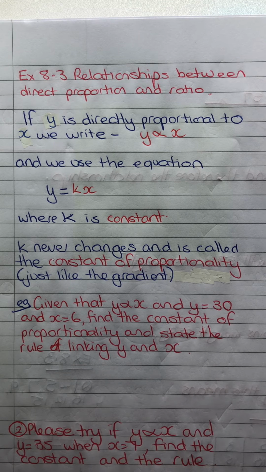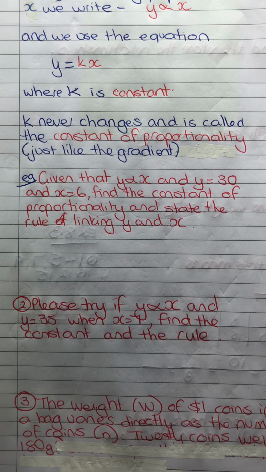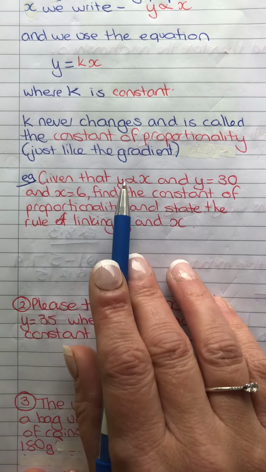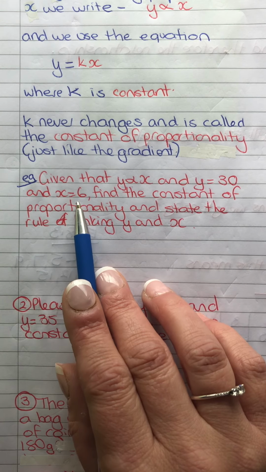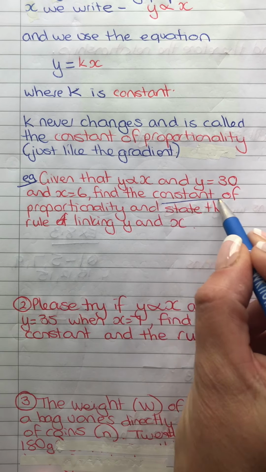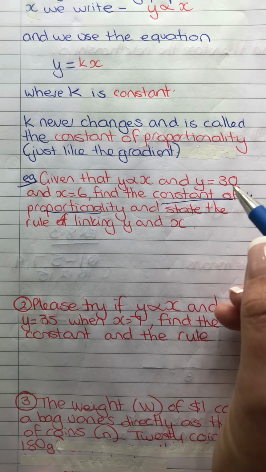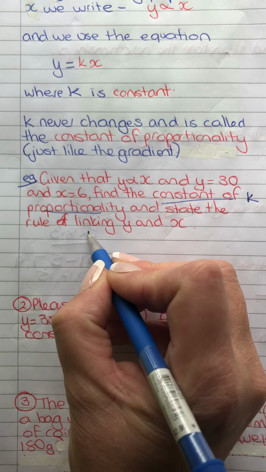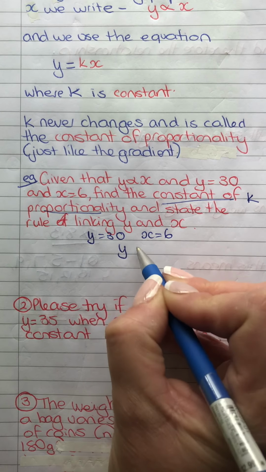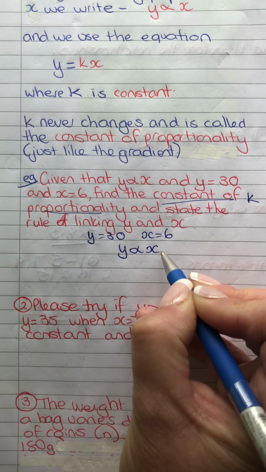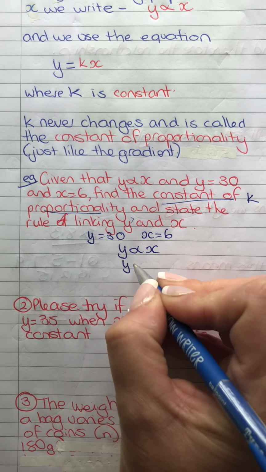All right, what do we do with that information? We're going to be given some questions. And the first question we have here is, given that y is directly proportional to x and y is equal to 30 when x is equal to 6, find the constant of proportionality. So that means find k and state the rule that links them both. Okay, so what do we know? We know that y is 30 when x is 6. We also know y is directly proportional to x. And that means that y equals kx.